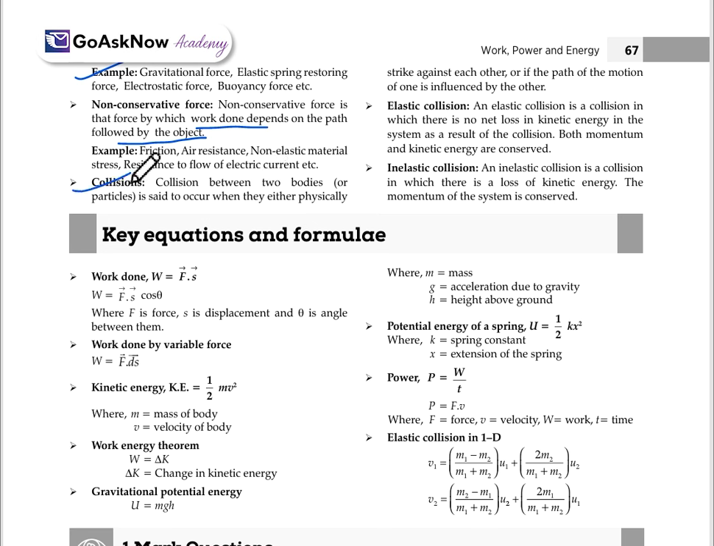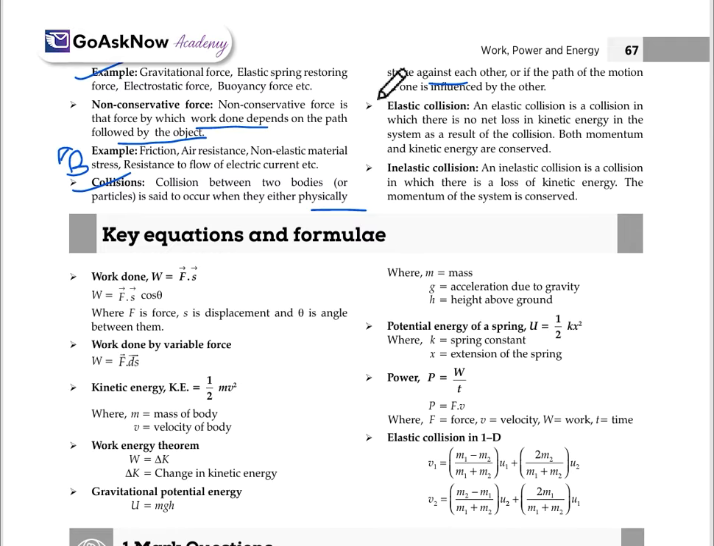Now collision. Collision between two bodies. We have two bodies, like A and another body B. When there is a collision, they are said to collide if they physically strike against each other, or if the path of the motion of one is influenced by the other. This is what is called collision.